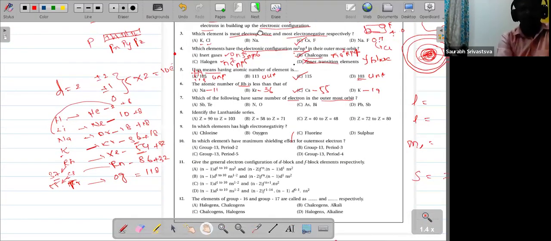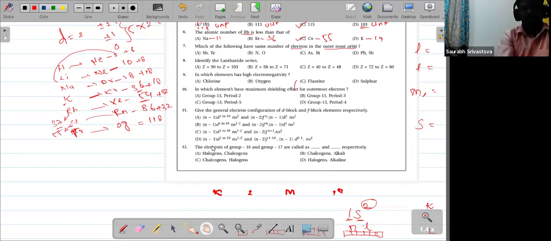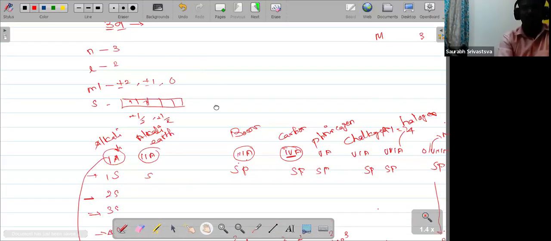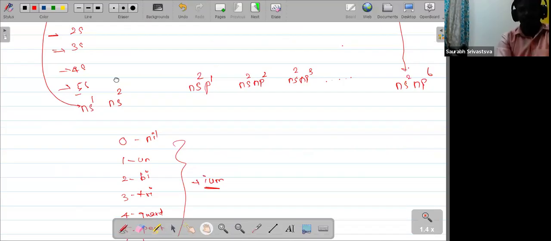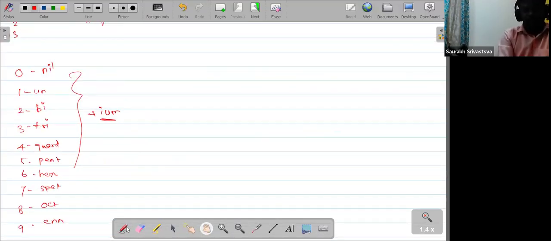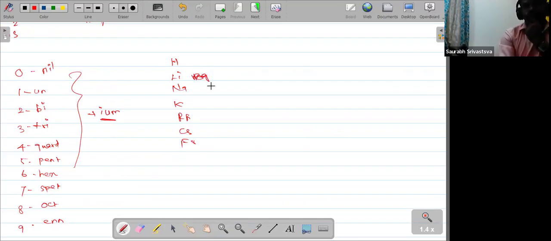First one, group wise. That's why I said first two groups we have to remember. After remembering the two groups, then the two periods, we can easily understand. The first one, hydrogen. This first group: hydrogen, lithium, sodium, potassium, rubidium, cesium, and francium. This is the first. Second one, beryllium, next magnesium, calcium, strontium, barium, and radium.